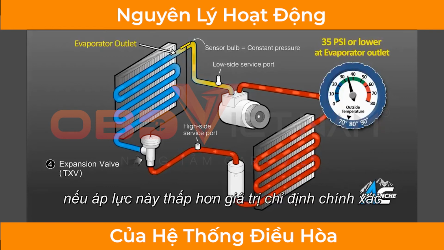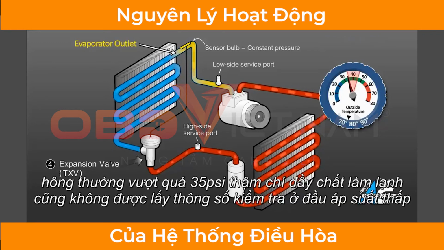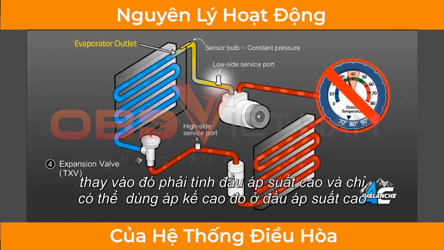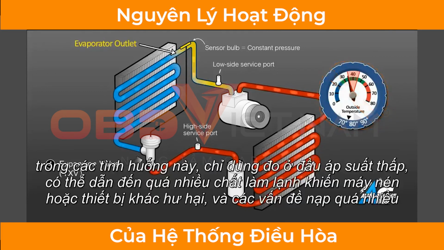If this pressure level is below the gauge's established correct fill, which is typically over 35 psi, even though the system is fully charged, adding additional refrigerant will not show on the low side pressure gauge, but will build up on the high side and can only be measured using a high side gauge. In these cases, using only a low side gauge can potentially cause too much refrigerant to be added and result in damage to the compressor or other problems associated with overcharging.